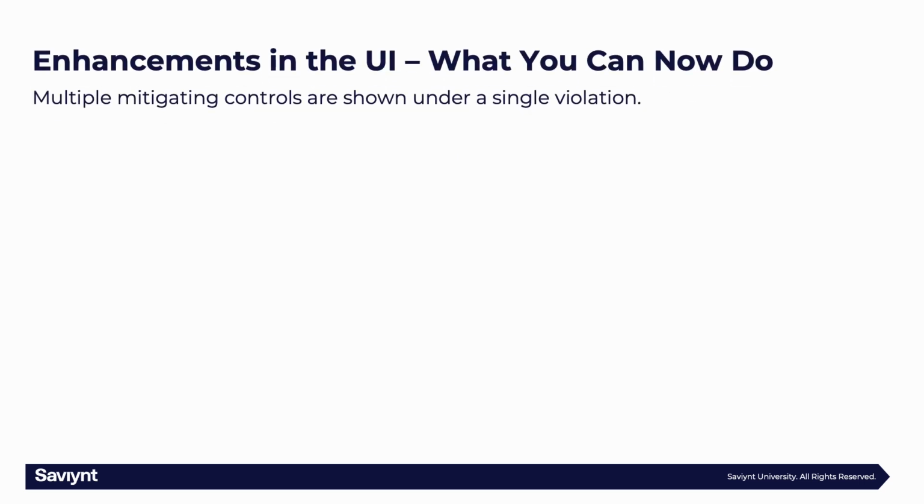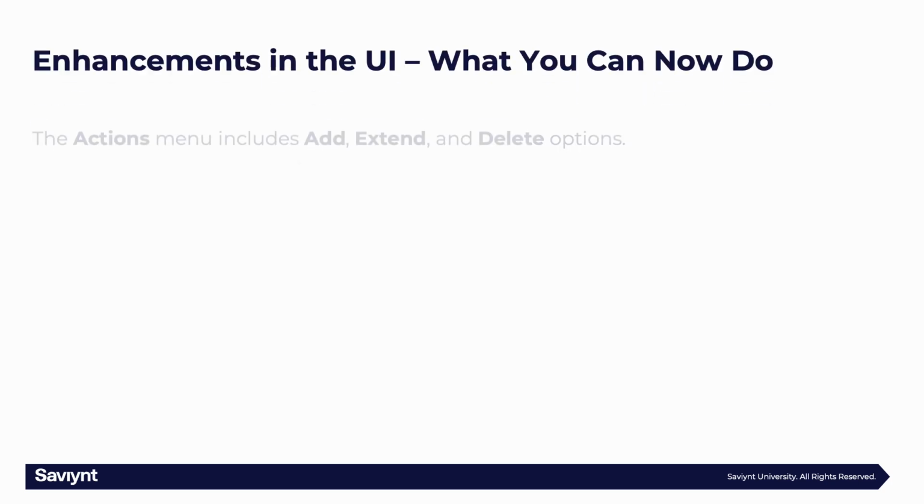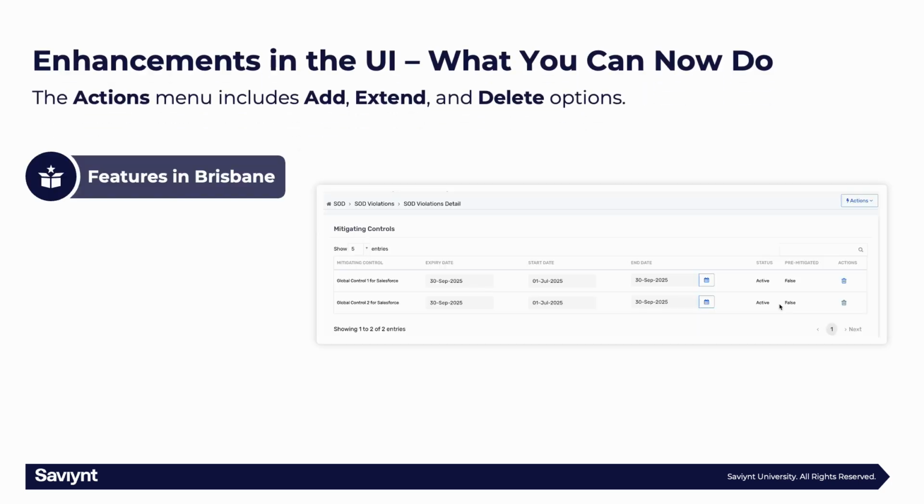Now let's look at how these improvements appear in the user interface. On the left, you'll see the list of features introduced in Brisbane. You can assign multiple mitigating controls to the same violation using the SOD workbench, both via the UI and the API. There's now full support for SAP group-based and orphan account mitigations. You can also view historical mitigation records, which adds transparency for audits.